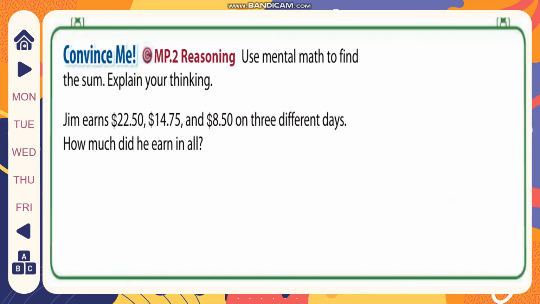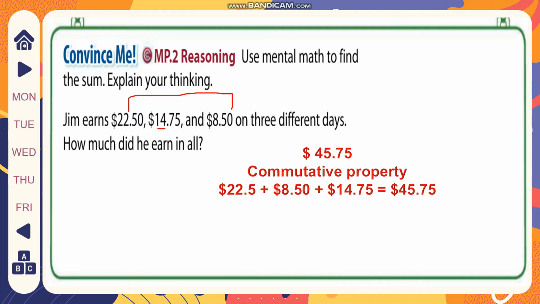Use mental math to find the sum. Explain your thinking. Jim earns 22.5, 14.75, and 8.5 on 3 different days. How much did he earn in all? As you can see here, all end with 0 and 5. For me, it is easy to add 22.5 plus 8.5 first, because 0.5 plus 0.5 means 1 whole, plus 8 is 9, plus 22 is equivalent to 31. Then after that, I will add 14.75. 31 plus 14 is 45 plus 0.75. So the answer is 45.75.